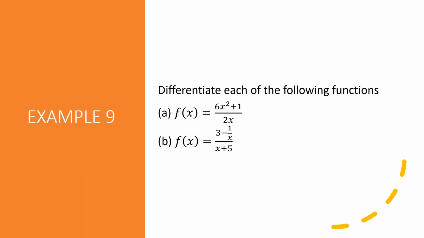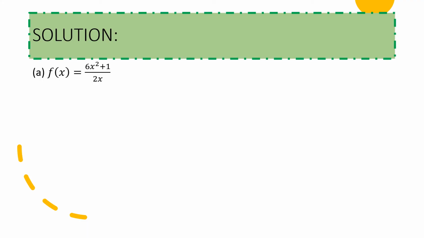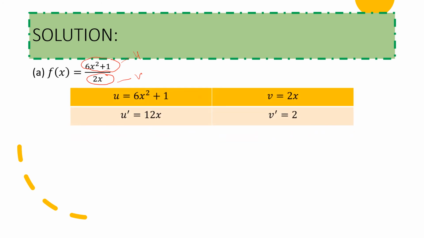Example 9. Differentiate each of the following functions. A. f(x) equals (6x squared plus 9) over 2x. First, we let the numerator be u and the denominator be v. So from that, we find u prime and v prime. u prime equals 12x and v prime equals 2.